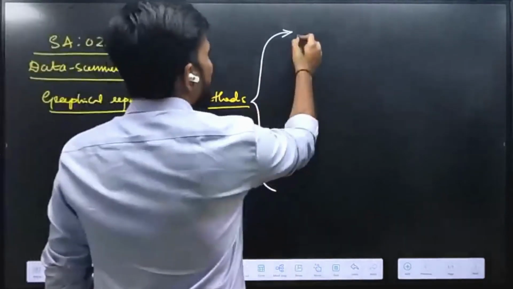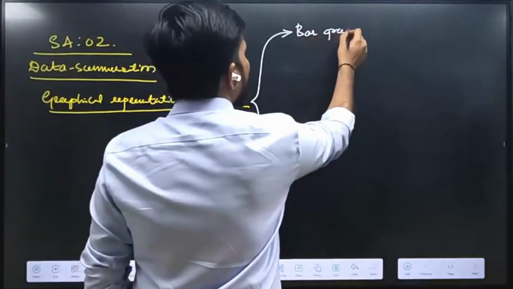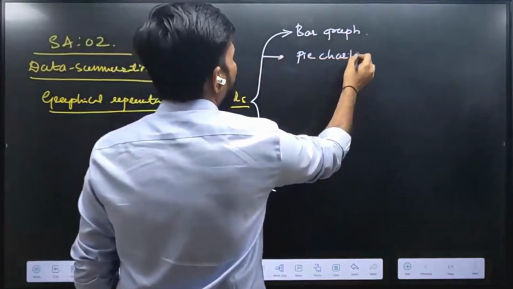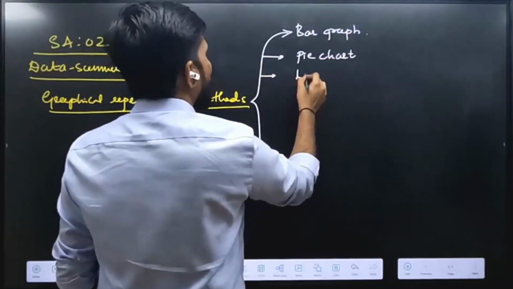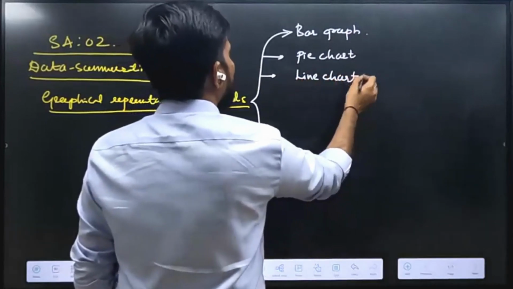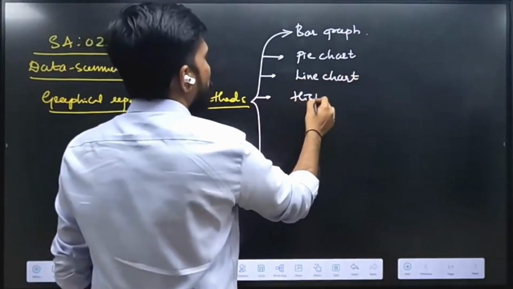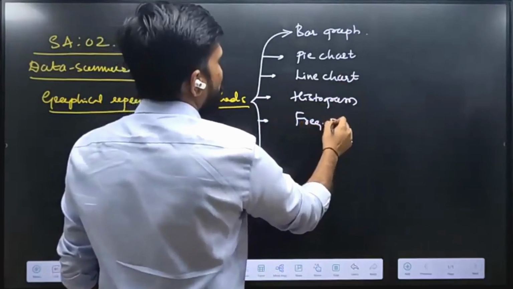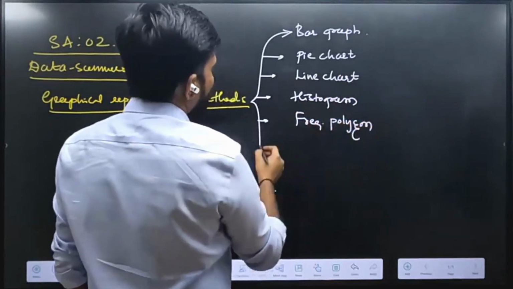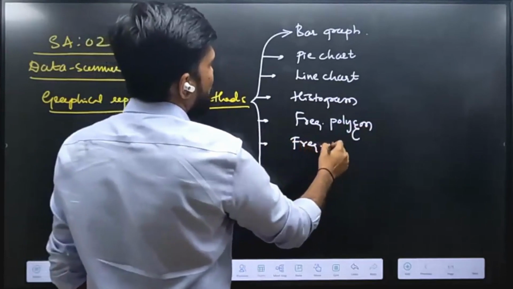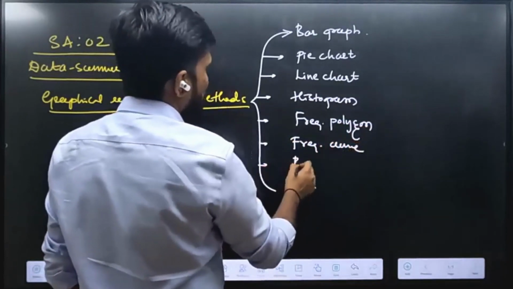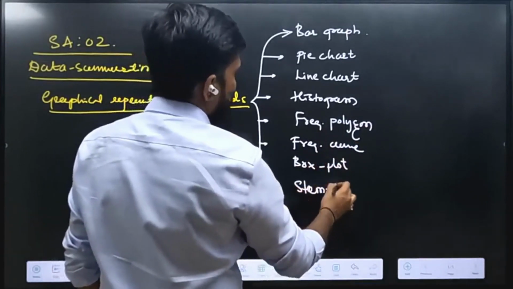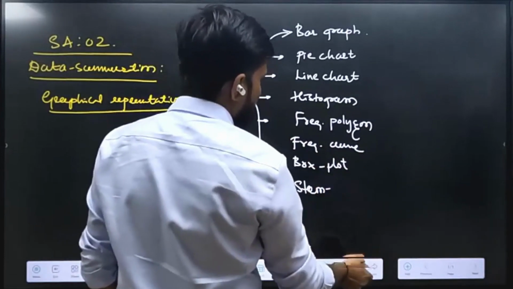One is bar graph. Second one is pie chart. Third one is line chart or line graph. The next one is histogram. Then frequency polygon. Next we have frequency curve. Next one is box plot. And the last one is stem and leaf plot.